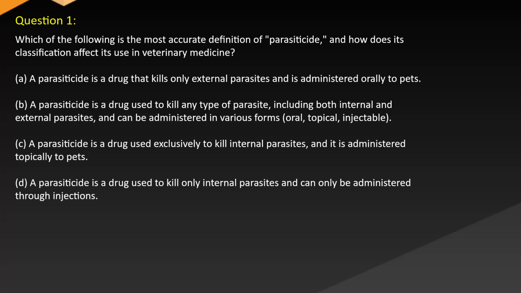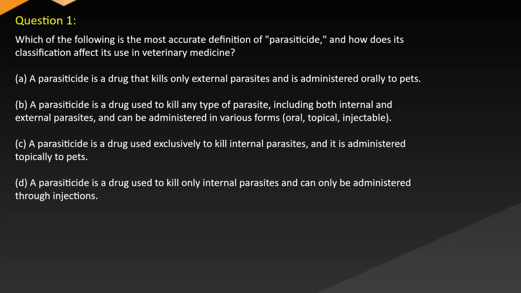Question 1. Which of the following is the most accurate definition of parasiticide, and how does its classification affect its use in veterinary medicine? A. A parasiticide is a drug that kills only external parasites and is administered orally to pets. B. A parasiticide is a drug used to kill any type of parasite, including both internal and external parasites, and can be administered in various forms: oral, topical, injectable.